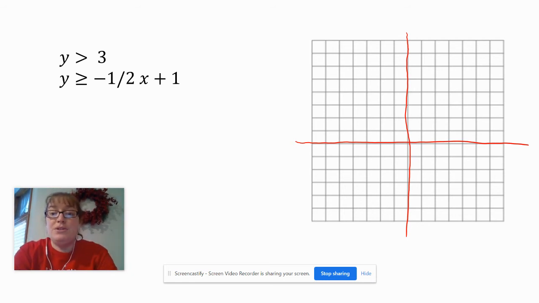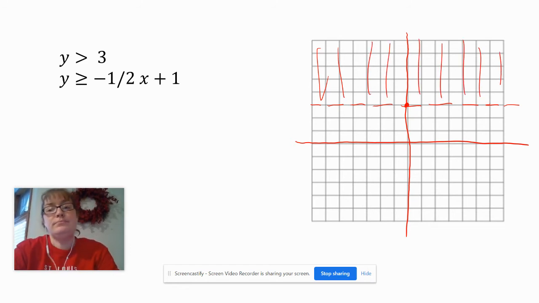So I'm going to come up here to the 3, and I'm going to draw a horizontal line at y equals 3. Now, that says y is greater than, there's no equal to sign there, so it's going to be a dashed line at y is greater than 3. And then finally shading, where our y is greater than 3, they're shaded up above that line.